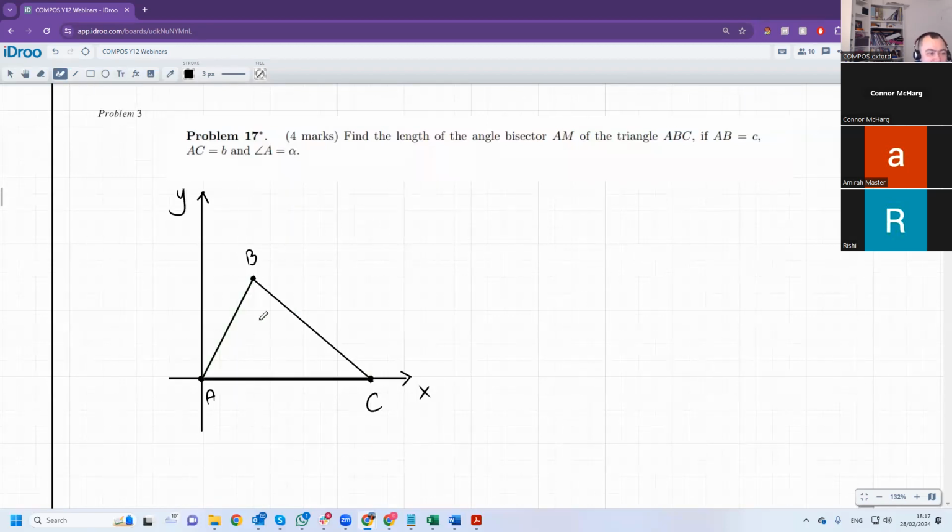Okay, so what do we know? We know that AB is c, so this side is equal to c. And AC is b. So that means A has coordinates 0, 0. This angle is alpha. Let's say what are the coordinates of point C? Start with the easy one. What are the coordinates of point C? b, 0. Very good. What are the coordinates of point B?